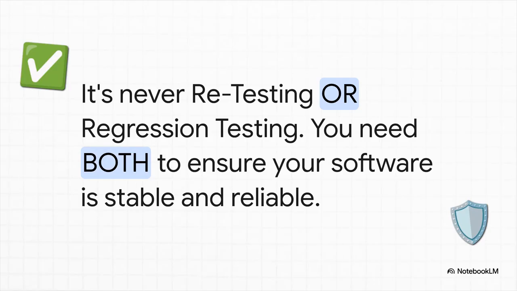And that's really the bottom line. It's never a choice of retesting or regression testing. They're a team. They're a partnership. Retesting makes sure you solve the problem you meant to solve, and regression testing makes sure you didn't create 10 new ones while you were at it. You absolutely have to have both to ship good software.